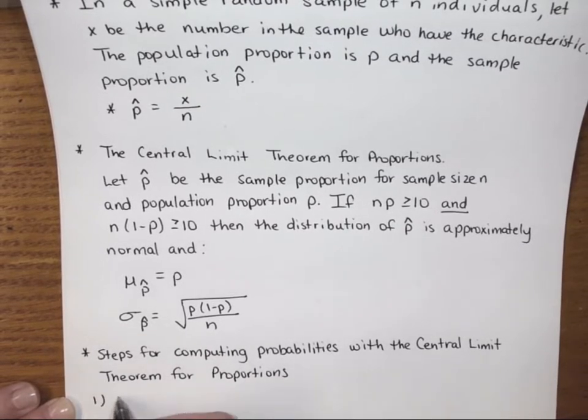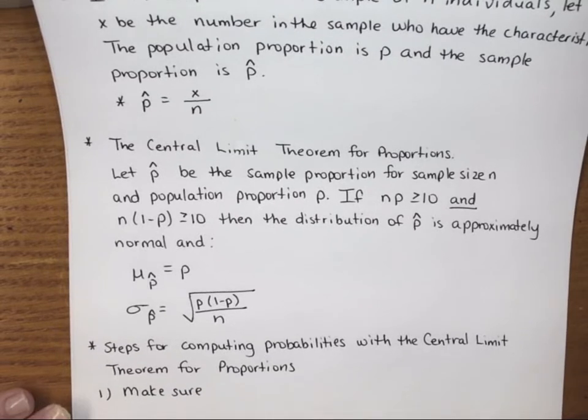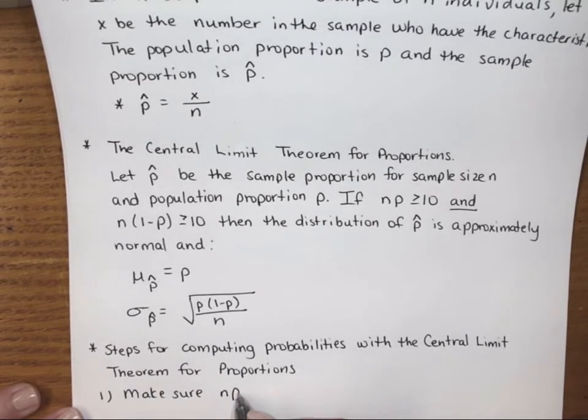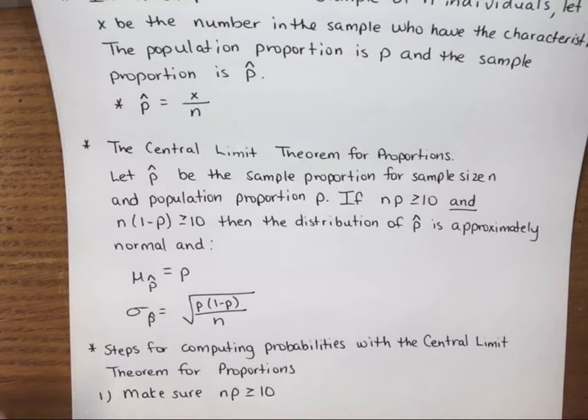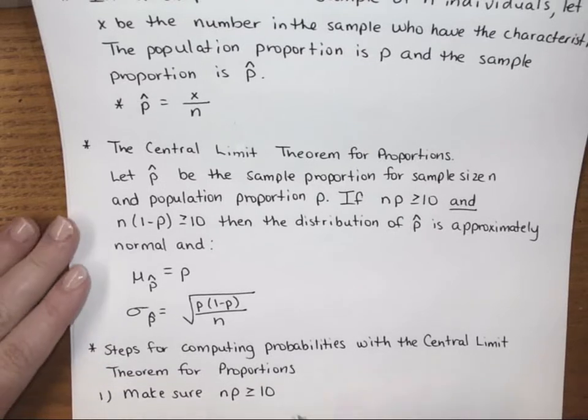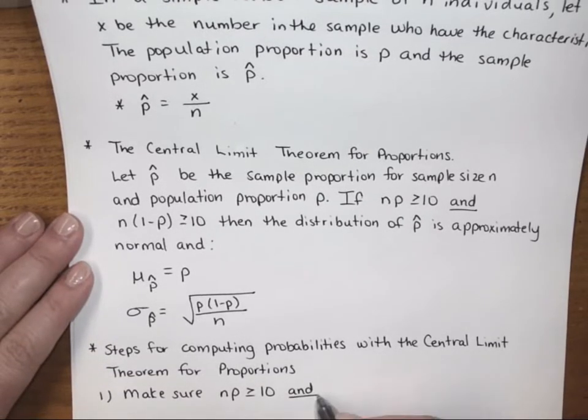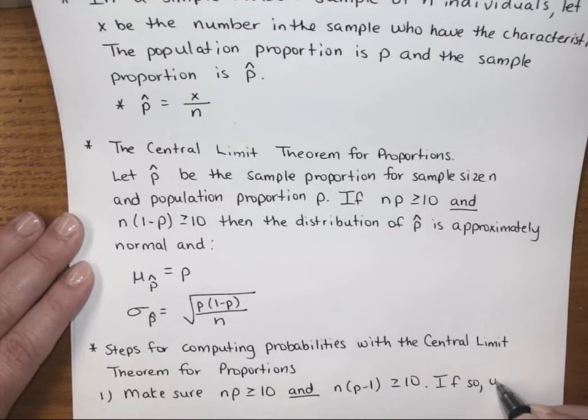All right, so number one is to make sure you can even do it. You might have some homework questions that indicate that some things actually can't even use the normal distribution. So remember, n times p needs to be greater than or equal to 10, and also n times (1 minus p) needs to be greater than or equal to 10. And if so, we can proceed, basically.